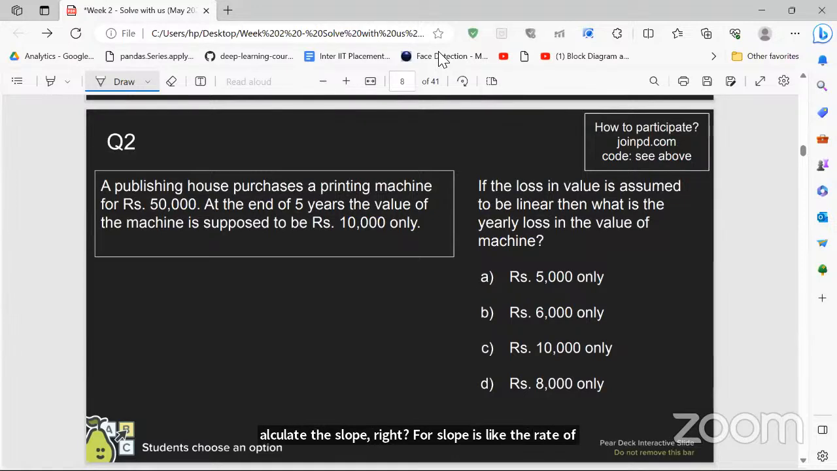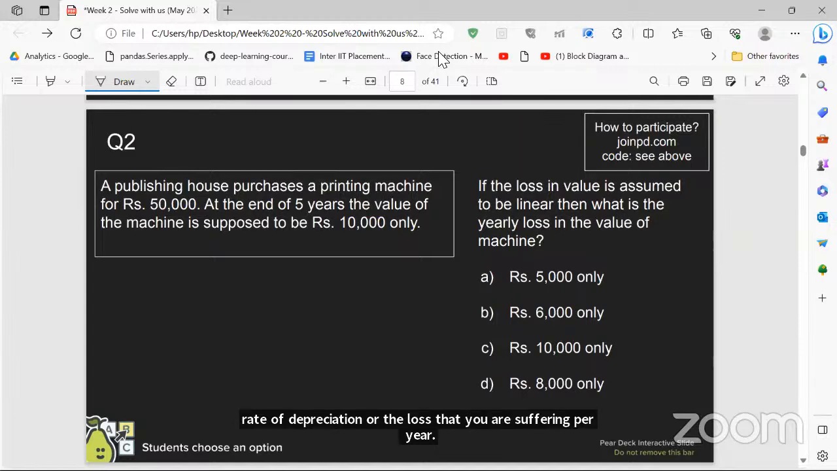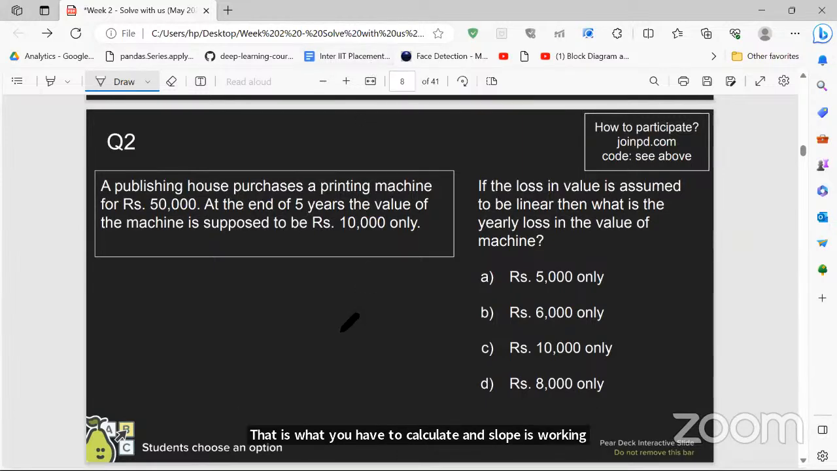And slope is the same thing we generally calculate. So do we have to solve by equation or by graph? You can calculate it either way. Think of day zero and 50,000 as an X and Y coordinate. Then after 5 years, 5 and 10,000 can be your other coordinate, and then the straight line will come, right? And then you have to calculate the slope. That method also is fine.